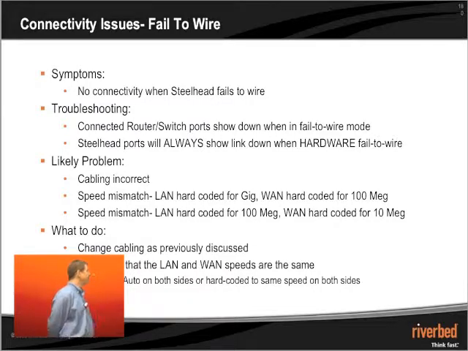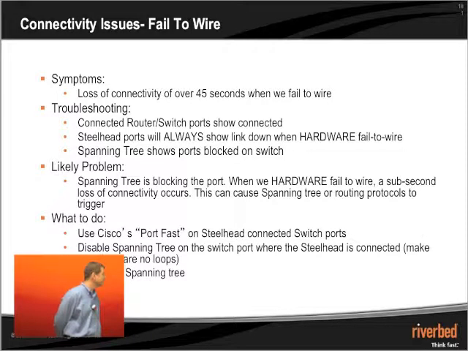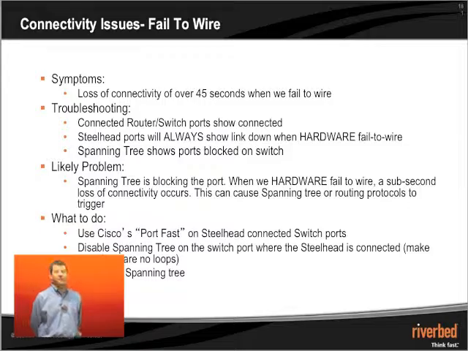Next, if we have a loss of connectivity of over 45 seconds when failing to wire, the likely problem, if you've ever taken any Cisco exams, is this: whenever you have a problem that takes 45 seconds, you're referring to a spanning tree reconvergence. While spanning tree is converging, we have to wait 45 seconds. To make this go faster, what we can do is enable port fast on the switch port that the steelhead appliance is connected to. Enabling port fast allows the convergence to happen quicker.